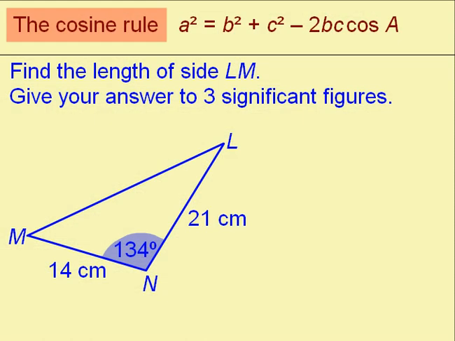Here's one for you to try now. The first thing to do is notice that you're looking for the length of the side LM. That's this side here, so you'll want to label that x. Press pause and have a go. When you're ready, press play.